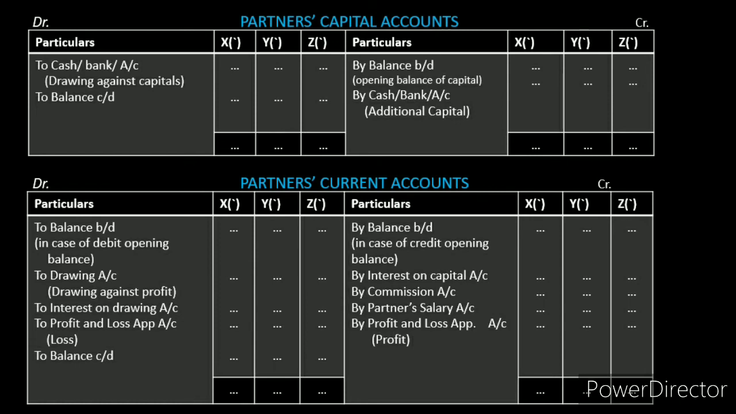Next, the partner's current account is debited with drawings against profits, interest on drawings, and share of losses. After recording all the transactions, we will calculate the balance, same as the partner's capital account. In the fixed capital method, the partner's capital account will always show a credit balance. The partner's current account may show a debit or credit balance, right?